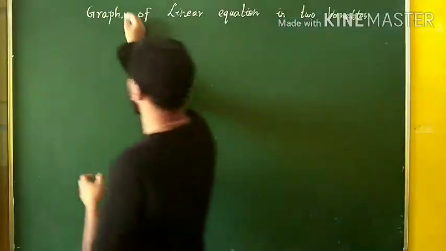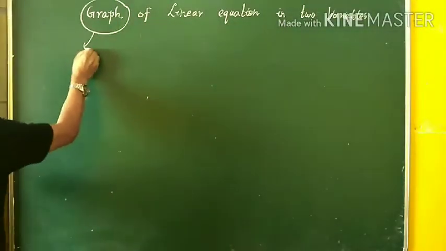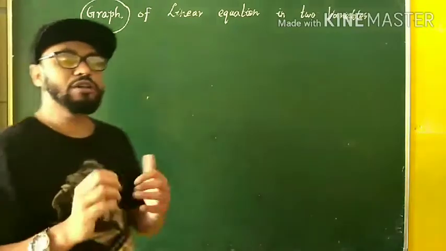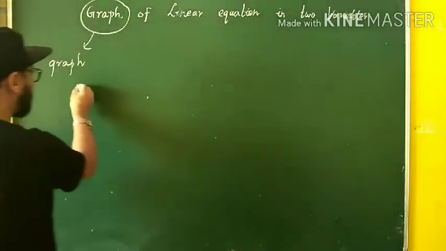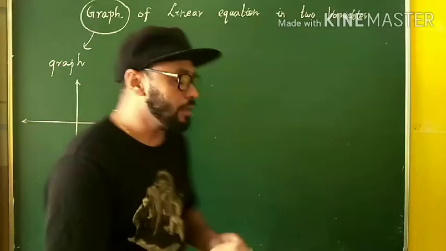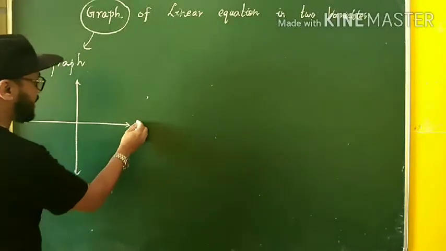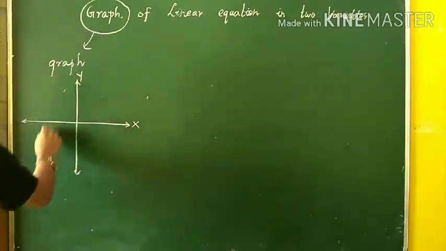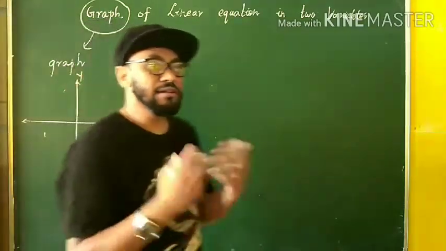Okay, now the first one is graph. Now what does it mean? The graph means plotting a point on the graph paper, by using graph paper, by using two coordinate axes, x axis and y axis. So whatever we plot here, that is what we do on the graph.